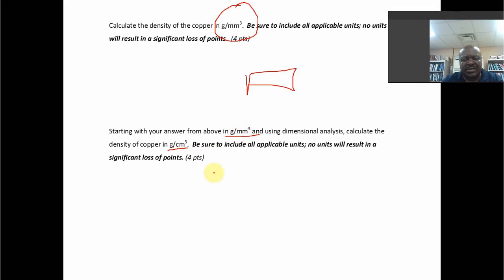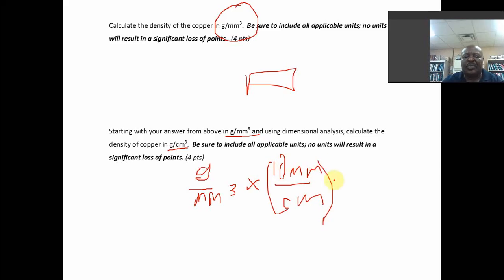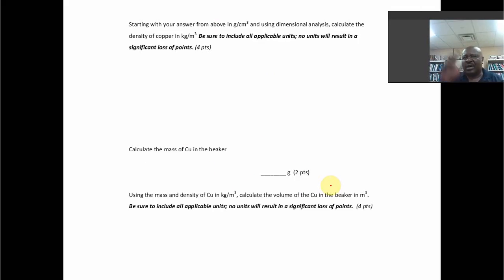So again, here the units must work. You have grams per millimeter, right, cubed. So you go times 10 millimeters per centimeter, and then you what? Cube all of that. So again, it's about units. I'm not so much interested in you getting the right answer. I'm more interested in the process because that demonstrates understanding. Moving right on, my friends. So you have grams per centimeter cubed from the previous answer, and then we ask you to go to kilograms per meters cubed.